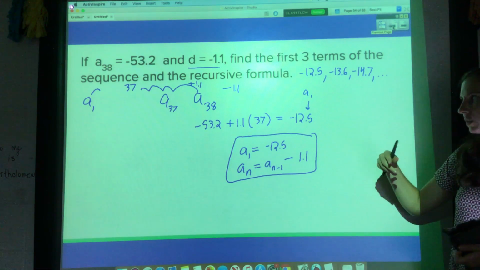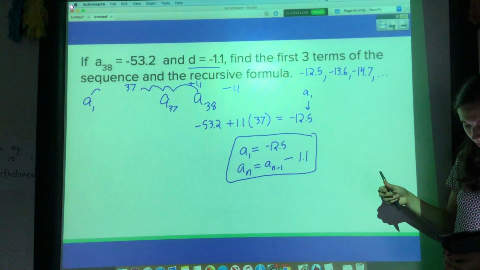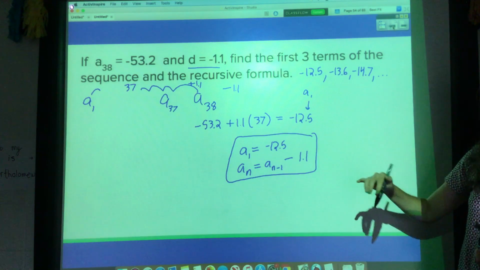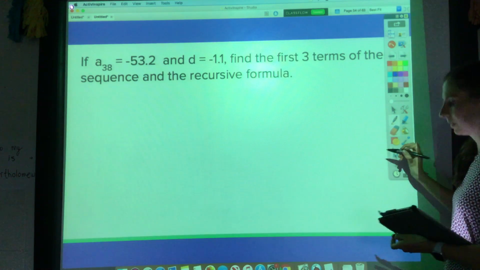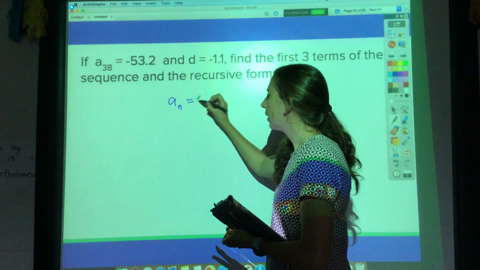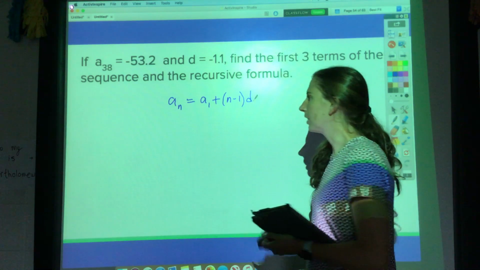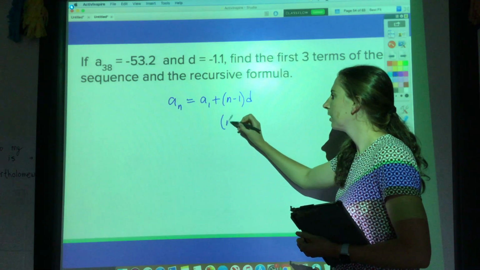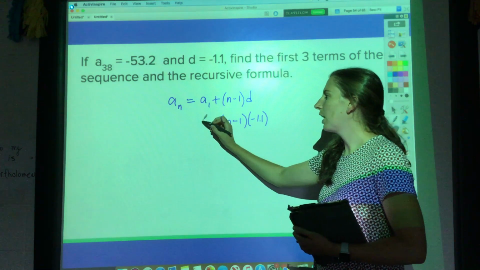Another optional way you could do this one is basically plug it into the explicit formula. So if you didn't like the way we just did it, think about this another way to get back to the first term. The explicit formula looks like this: a term equals the first term plus n minus 1 times the common difference. We actually have most of this. We have the difference, it's negative 1.1. We're just looking for A1.